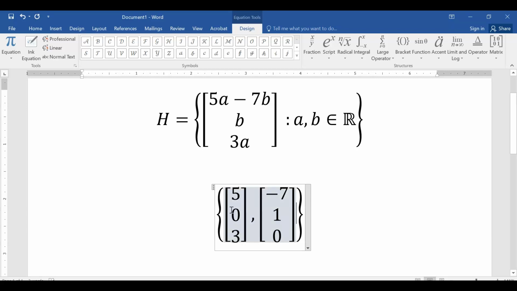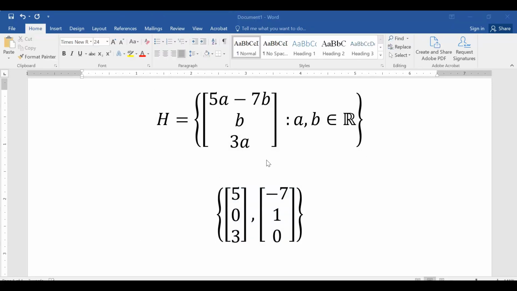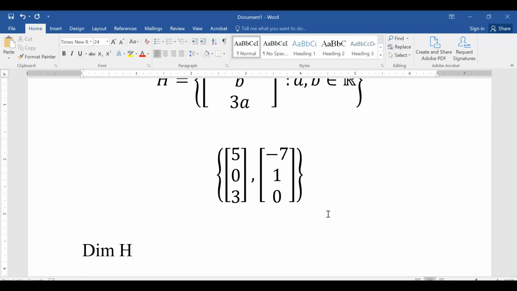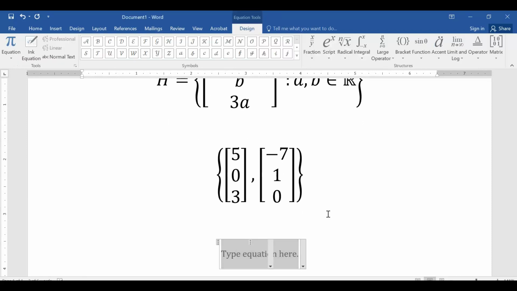Now I claim that these two vectors with linear combinations can form all of the vectors in our vector space H, and moreover, that they are going to be linearly independent. Obviously, we have 2 vectors here. They're not multiples of each other, so they are linearly independent. The span of these 2 vectors obviously gives me H, therefore they form a basis. And that means that the dimension of H is 2.